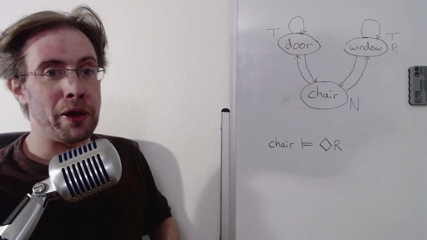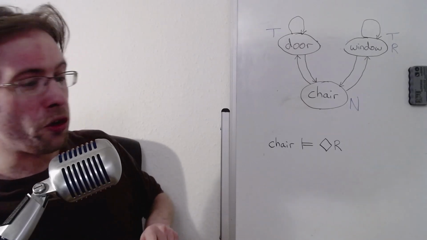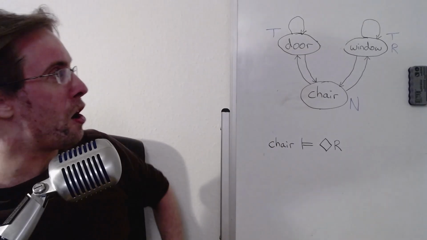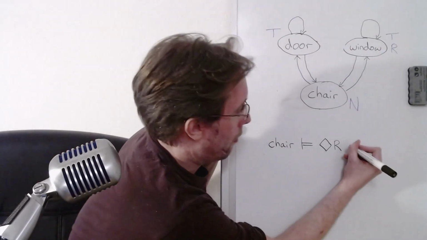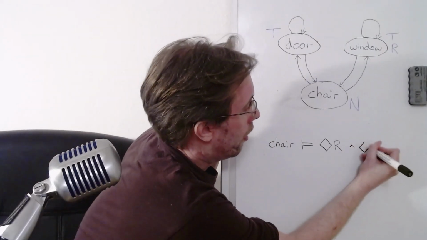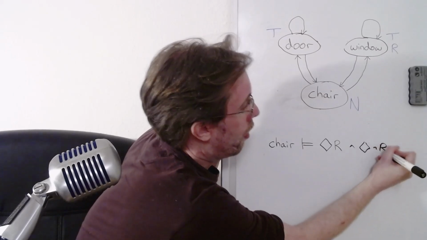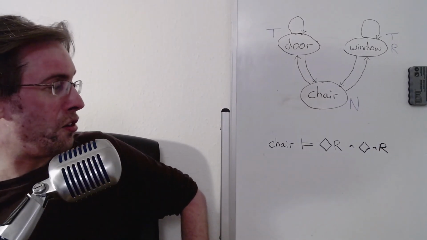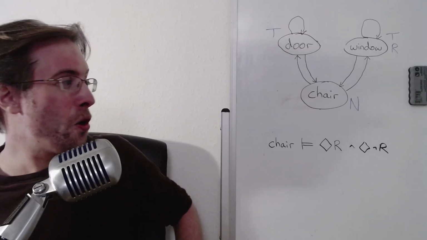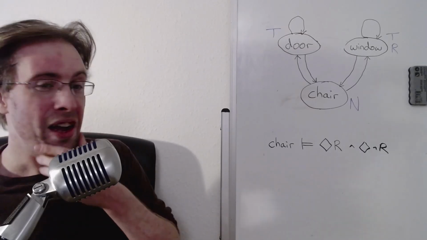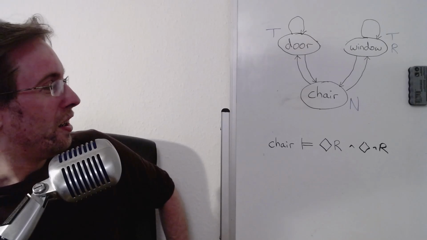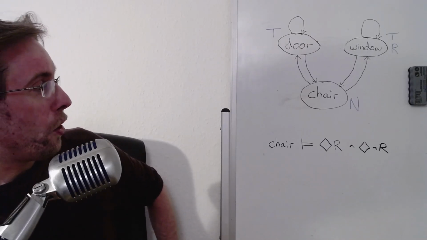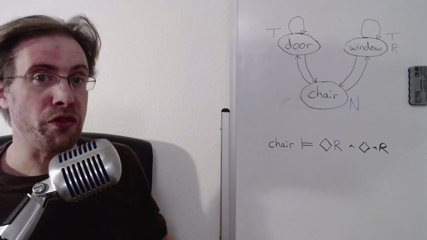You can also see, by the way, that it's also possible to access a state door from chair where R is not true. So the state chair actually satisfies diamond R and diamond not R. So it's possible that Raven and it's possible that not Raven, if you want to think of it that way. We could also think of a box formula.